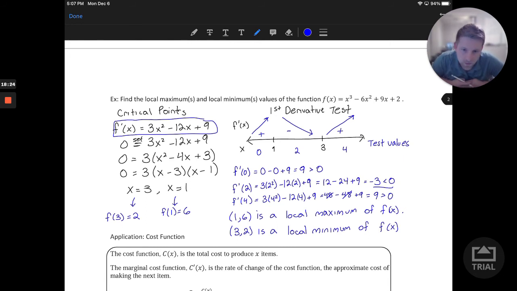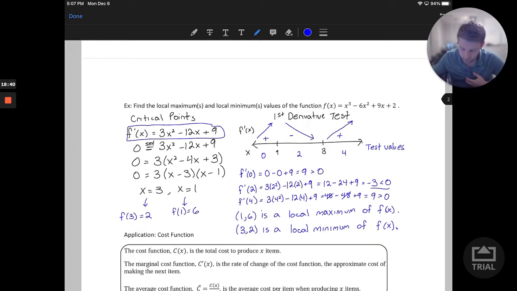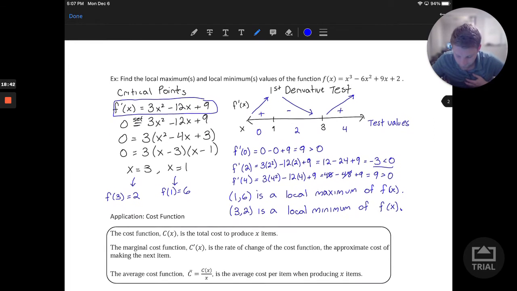So in other words, the local maximum will be found at 1, and that local max is the height of 6. And then our local minimum will be found at 3, and that local minimum is at the height of 2. There's our two values.